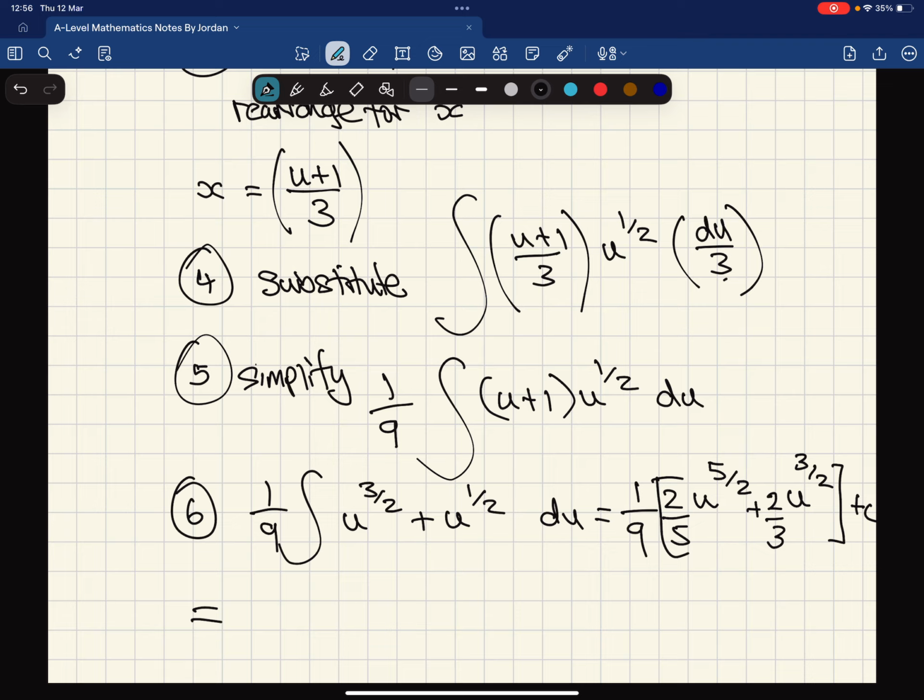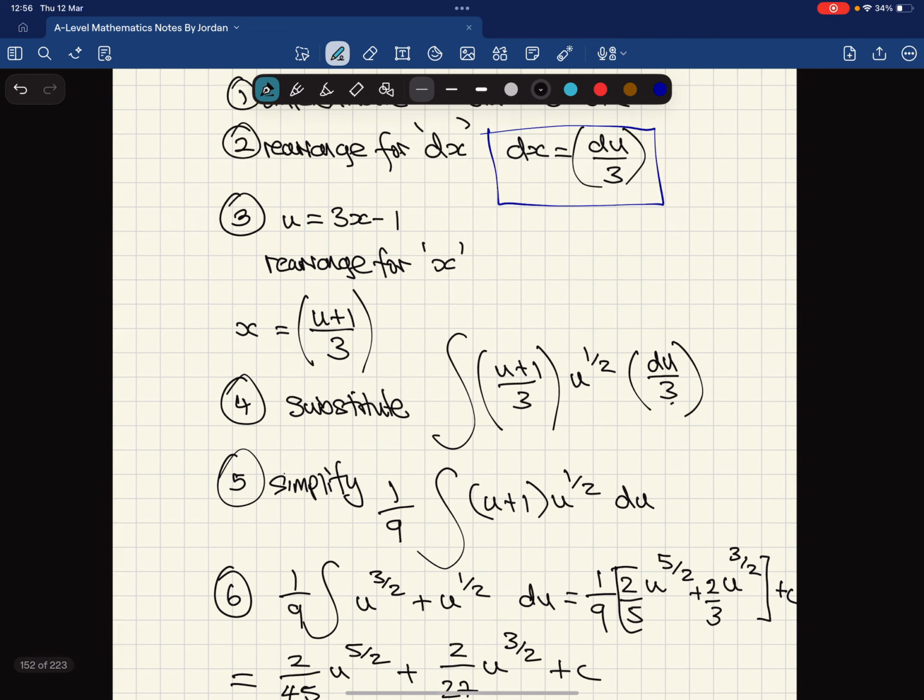So this will lead to, let's do 9 times 5 here, 45. So we get 2 over 45, u to the 5 over 2, plus, and then we have, again, 9 times by 3 here, being 27. So we have 2 over 27, u to the power of 3 over 2, plus c.